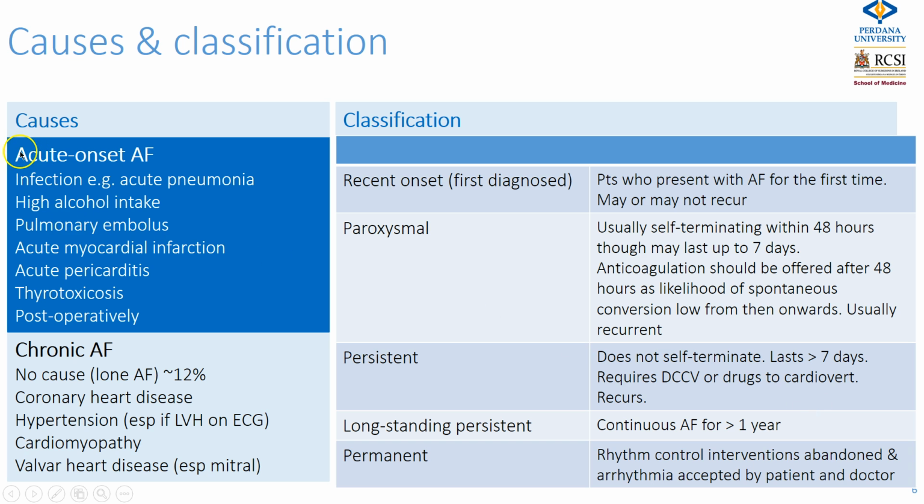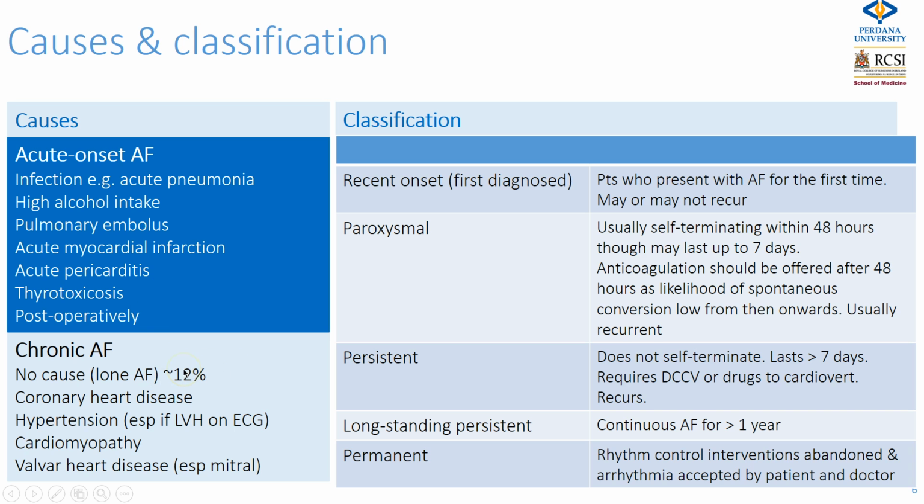The causes depend on whether it's acute onset or chronic AF. If it's acute, there's usually a precipitant, and the most common precipitant would be an acute pneumonia. And often these issues occur simultaneously. So it may be an older man who's a heavy drinker, develops a pneumonia, and the combination of high alcohol intake and the pneumonia precipitate an acute burst of AF. And we also get it from vascular events like myocardial infarction, pericarditis, pulmonary embolus, and also thyrotoxicosis can precipitate it, and so it can arise also post-operatively.